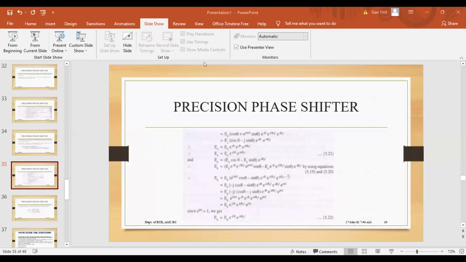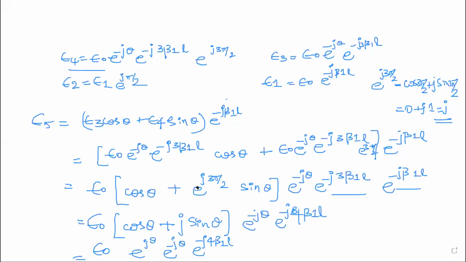So this value of this will be minus. So it is minus j. So you'll have minus j here. And here also it will be e to the power minus j theta. So you'll have E naught, this will be e to the power minus 2 j theta, e to the power minus j 4 beta 1 L.